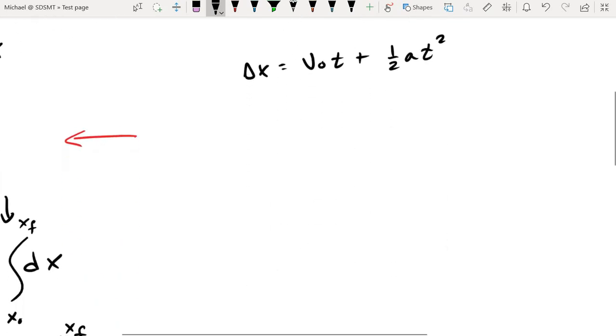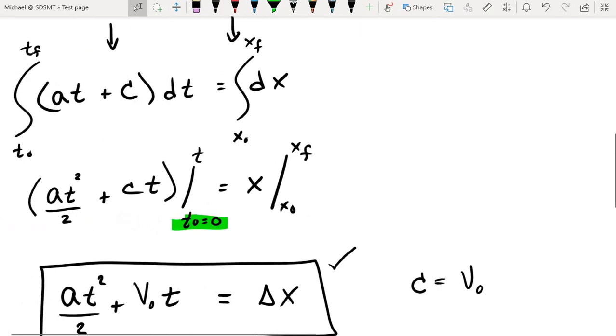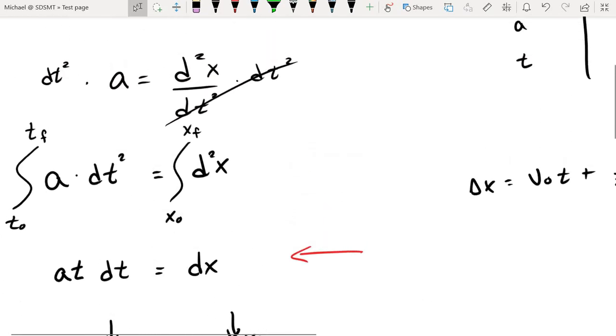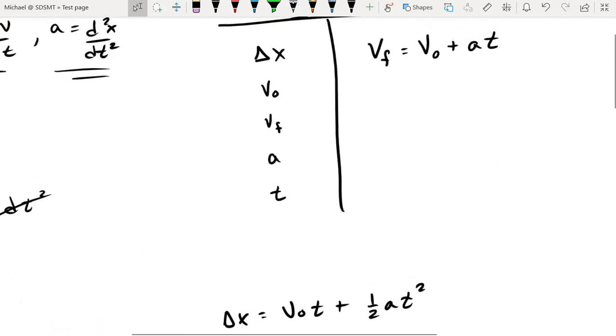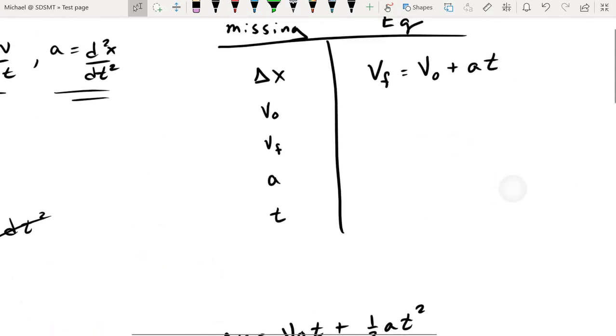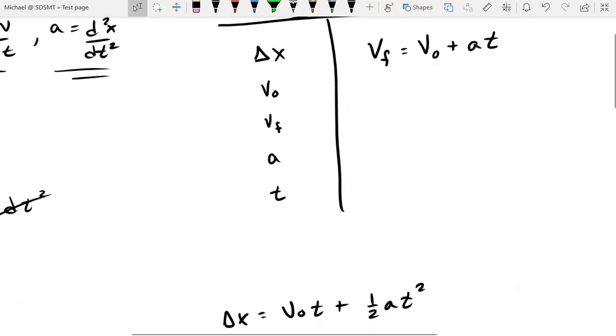So all I've done is rearrange the order that things were written in. But now we have to figure out where this fits in with the columns up here. Every kinematic equation is going to be missing one of the terms. And this equation that we just produced is missing the final velocity term. So I'm going to place our equation right here. This is the equation that does not utilize the final velocity in any way.